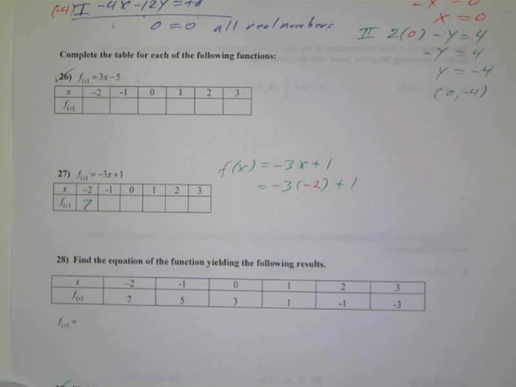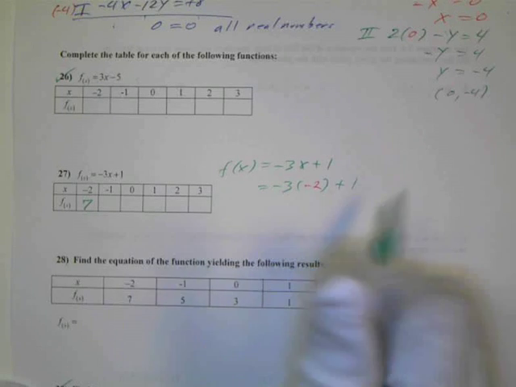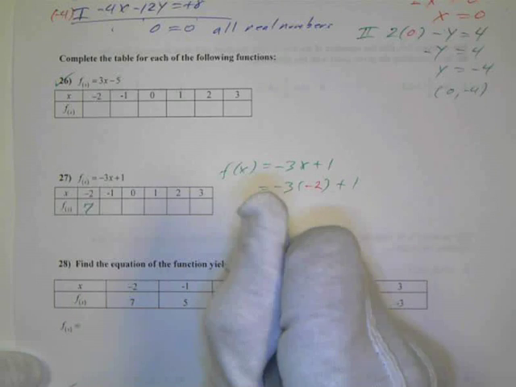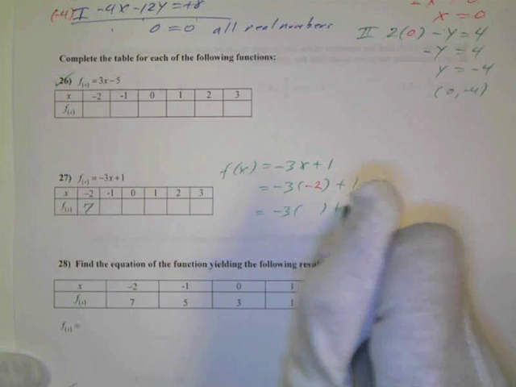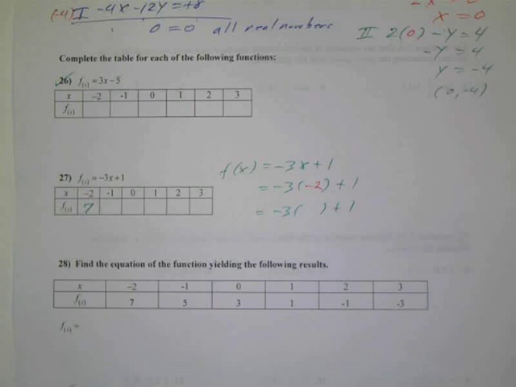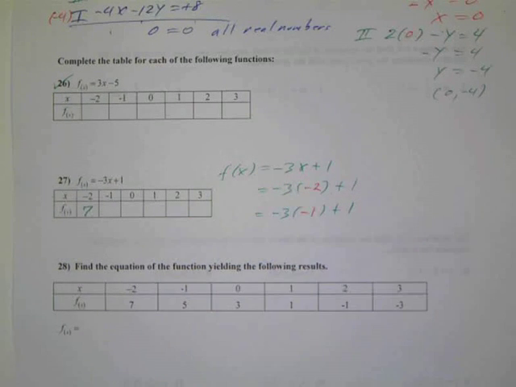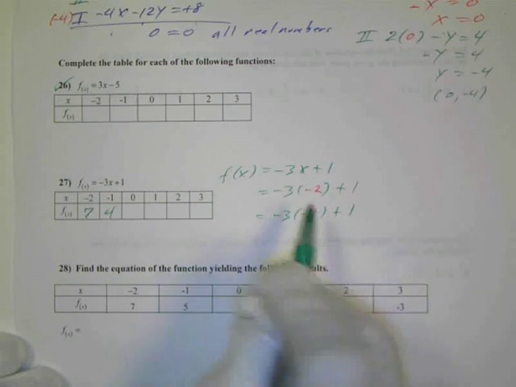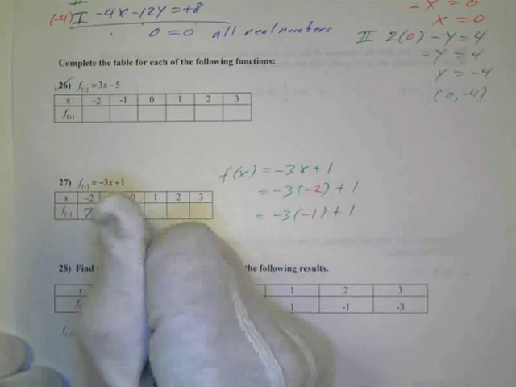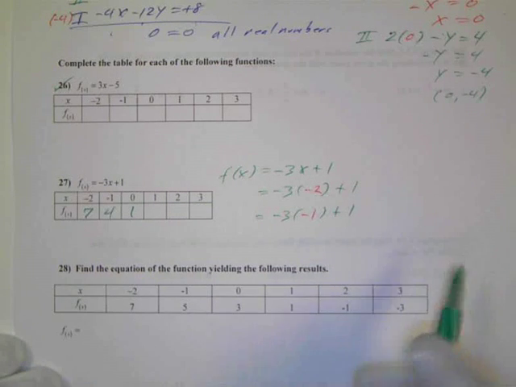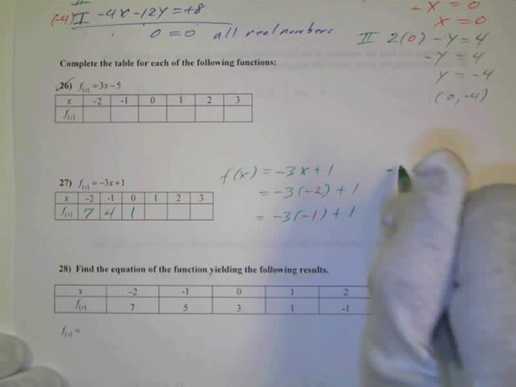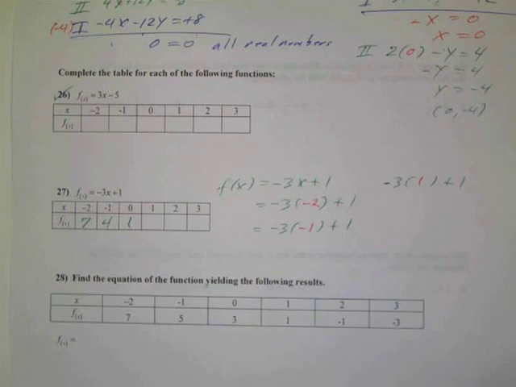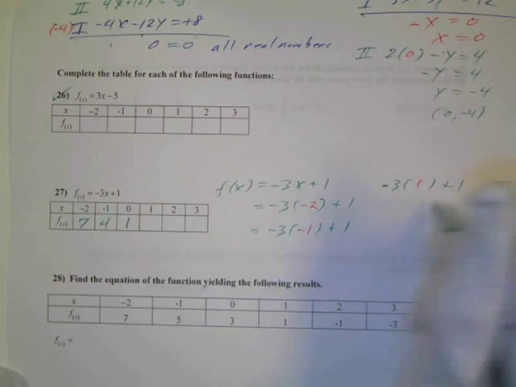All right, so I think that's easy to figure out. Okay, how about if I put negative 1 in there? So I get 3 plus 1 is 4. If I put 0 in there, that's easy because negative 3 times 0 is 0, so I just have 1. If I put 1 in here, so I get negative 3 plus 1 is negative 2.